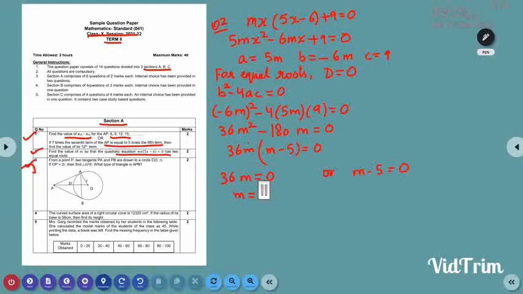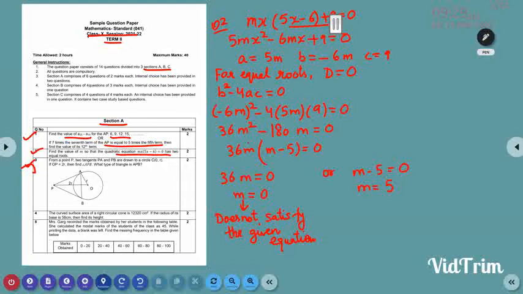So if 36m is equal to 0, that means the value of m is 0. And if m minus 5 is 0, that means the value of m will be 5. So we have solved the quadratic equation, and the roots are m is 0 or m is 5. Now, if we carefully look at the value m equals to 0, then we can very easily see that if we put the value of m equals to 0 in this equation, then this equation will not be satisfied. That means m equals to 0 does not satisfy this quadratic equation.